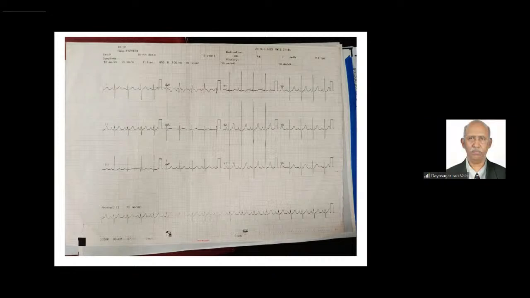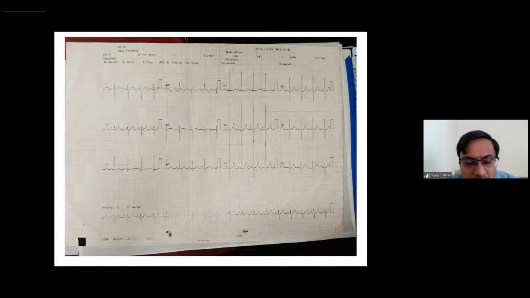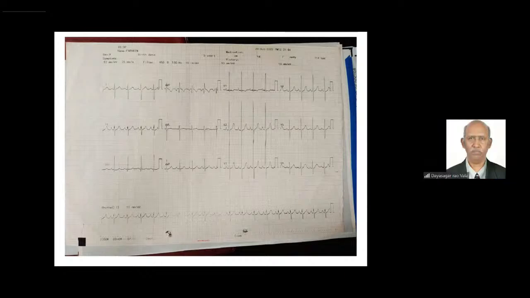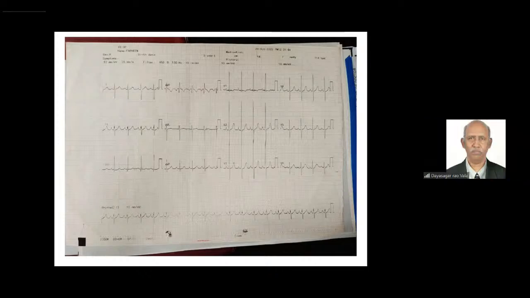Suppose in this ECG, sir, if the PR interval is prolonged, what should you suspect? Sir, prolongation of PR interval points towards DORV, sir. DORV. Why DORV?